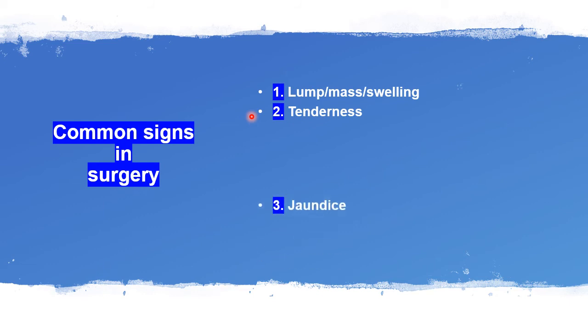Now, what are the common signs in surgery? First, lump, mass or swelling. Secondly, tenderness, when there is pain when you press on the lump or mass. Jaundice is another important sign in surgery, especially surgical obstructive jaundice. Pallor, and in cases of bleeding, GI bleeding especially, hematemesis or hematochezia. Guarding or rigidity of the muscle overlying the mass or lump, especially in the abdomen.